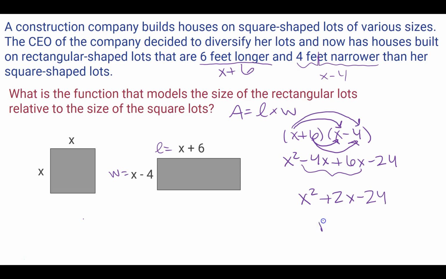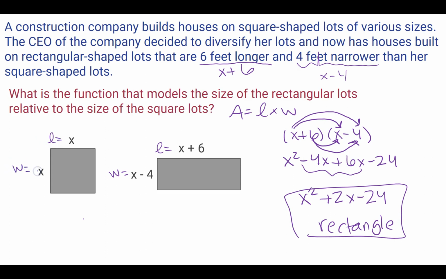So that is the area of our rectangle. What's the area of our square? I know it doesn't ask you this, but this is the area of the rectangle. What's the area of the square over here? 1? Almost. Nope. What's length times width, guys? What is X times X? X squared. Yes. Okay. So the area of the square is X squared. The area of the rectangle is X squared plus 2X minus 24. So we're trying to see, did she create more land to make houses on? The more the better, because she can make more money if there's more land.